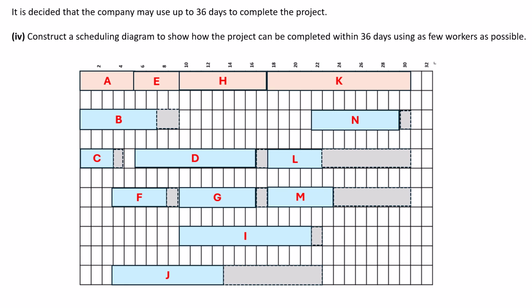So it's decided that the company may use up to 36 days to complete the project. Construct a scheduling diagram to show how the project can be completed within 36 days using as few workers as possible.